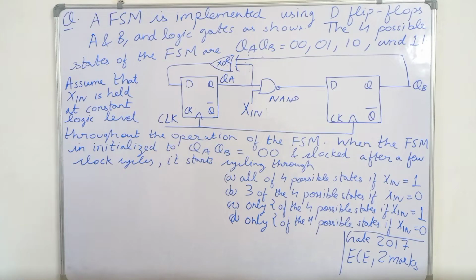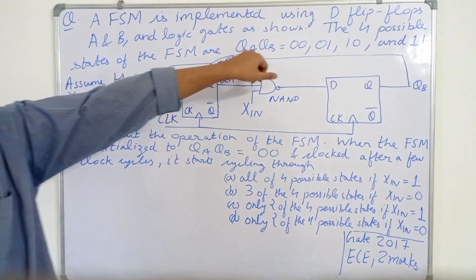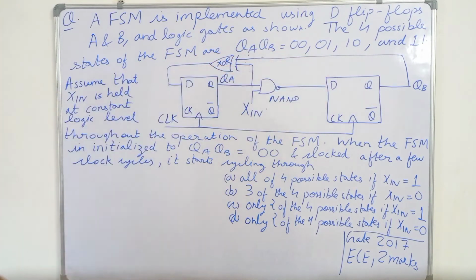Then it says that the four possible states of the FSM are QA, QB equal to 0,0; 0,1; 1,0 and 1,1. So as usual, there are two flip-flops, so there can be four possible states of the FSM. If there were three flip-flops, then there would be 2 to the power 3 equal to 8 possible states of the FSM. So this is as usual.